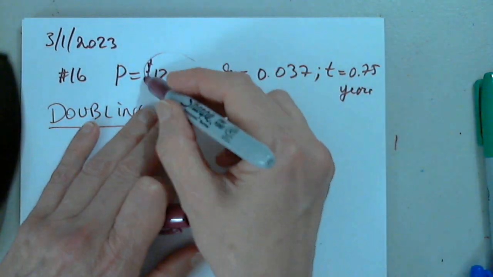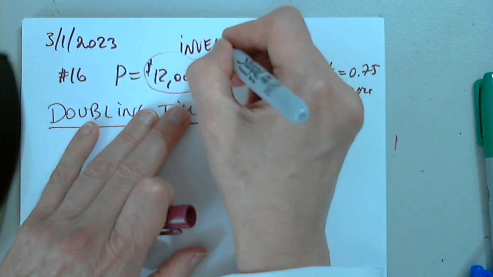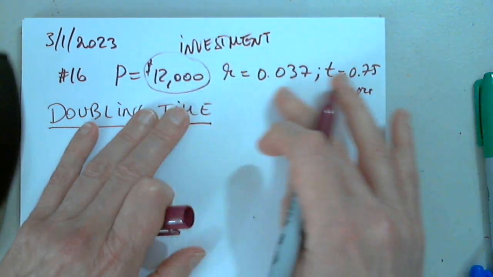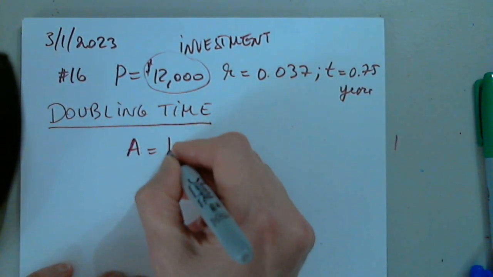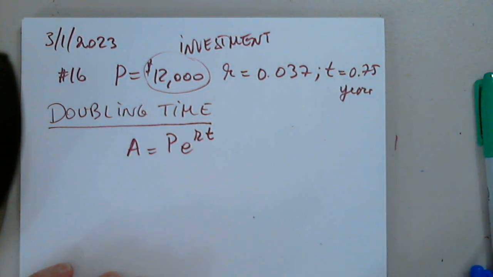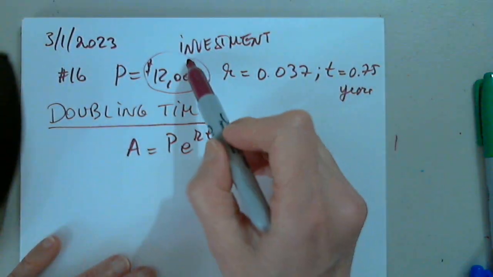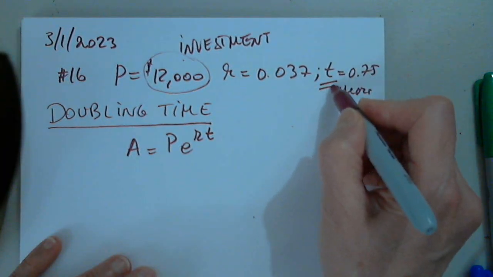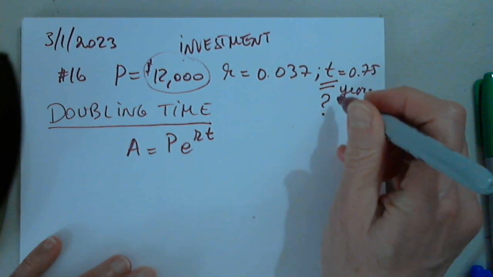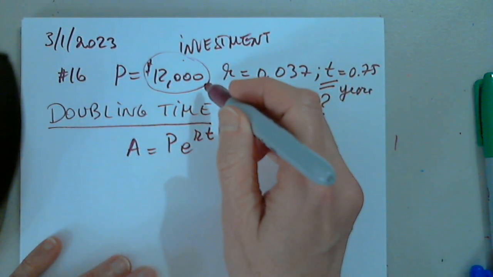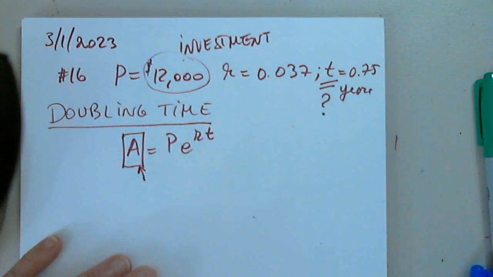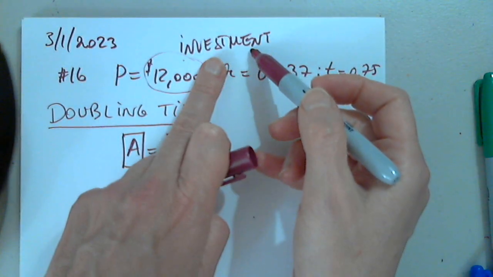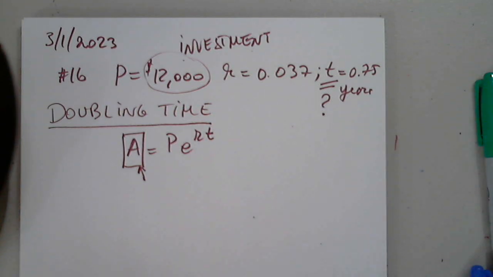So this is our investment. We are told that the interest is compounded continuously. So we know that the formula is A equals P e to the rt. So we are asked at this point to find the time needed to double our investment. In other words, they are indicating the accumulated amount. So what is the accumulated amount if we want to double our investment? What should the accumulated amount be?